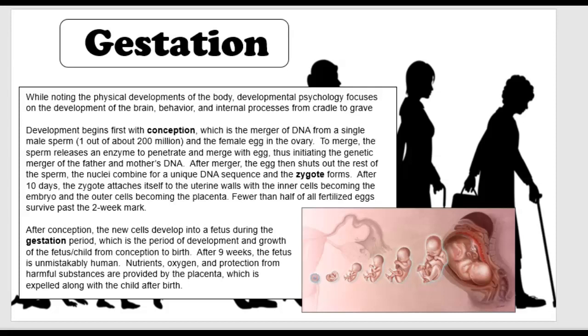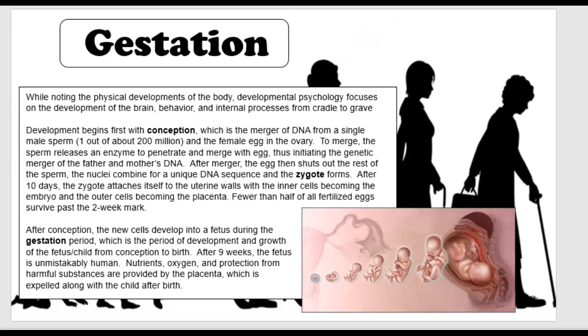So after conception, a new cell develops into a fetus during the gestation period. This is the period of development and growth. I have an issue with this sentence, but after 9 weeks, the fetus is unmistakably human. We're not going to get too into that. We talked about that in class when we went through this. The purpose of the first slide here is just to note that when we talk about human development and psychology, the next slide is what may come up in a question. It's any issues that may arise during this period, during the development of the fetus.